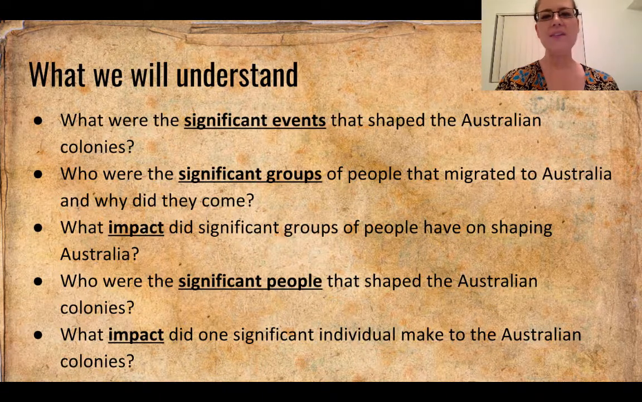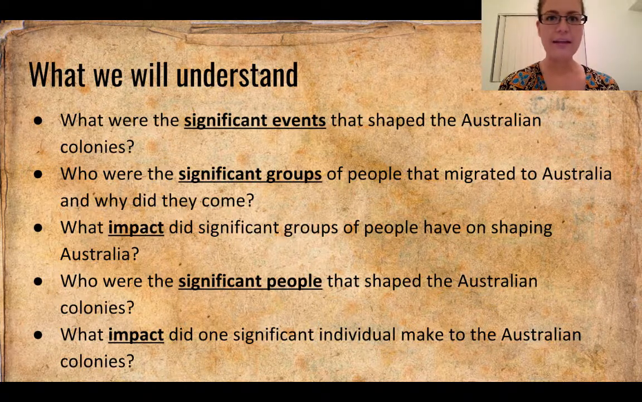We're also going to look at who are some significant or important people, so some individual people who did things in the Australian colonies in different areas, and what sort of impact they had on Australia as a whole. What contributions did they make to Australia, or how they changed Australia in some way?